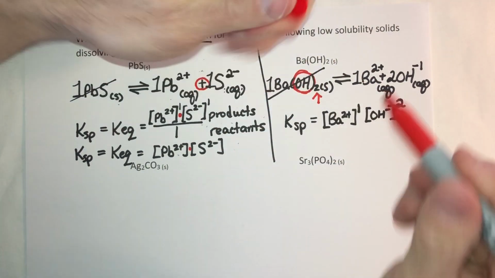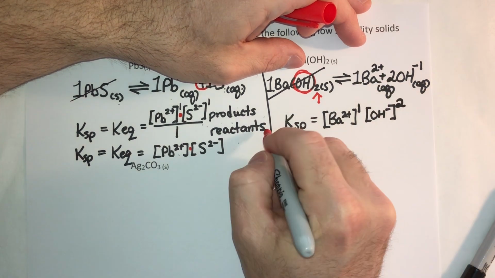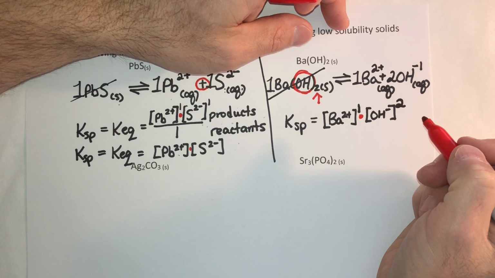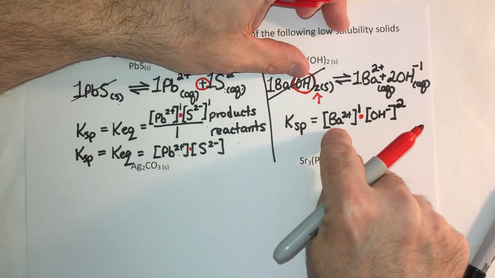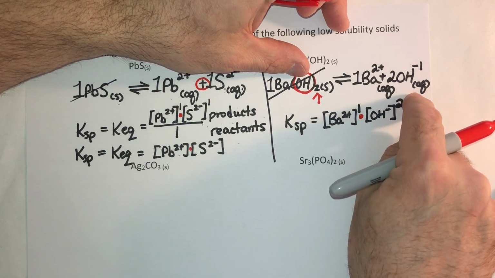And the last thing, in the original equation, the 2 products were added, but in the equilibrium expression, they are multiplied. So KSP would be barium 2 plus to the power of 1 times hydroxide minus to the power of 2.